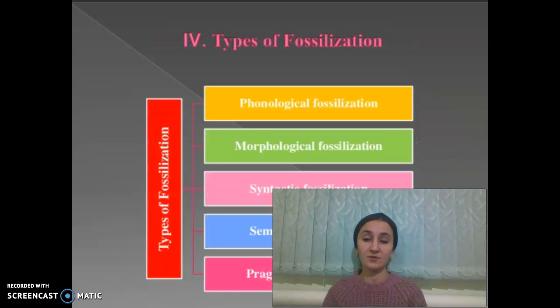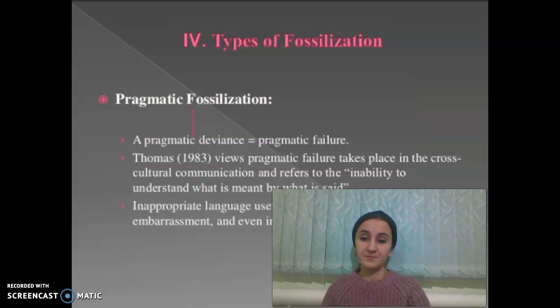And then types of fossilization. As I mentioned, we have phonological fossilization, morphological, syntactic, semantic, and pragmatic fossilization types. As you see, we may have problems with phonological fossilization. I mentioned an example above, and we may have morphological mistakes and fossilization, syntactic issues and semantic errors, and at the same time the pragmatic ones.